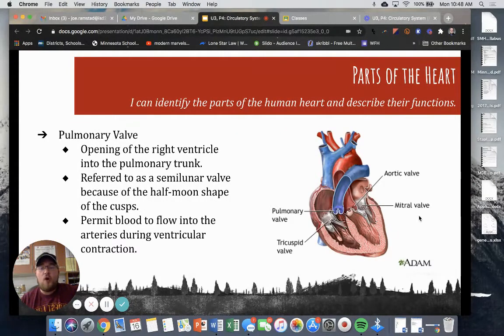The pulmonary valve is the opening of the right ventricle into the pulmonary trunk. This is referred to as a semilunar valve because of the half-moon shape of the cusps. I'll give you a minute to try to find the pulmonary valve on here, right over here. It has that nice little half moon shape. It allows blood to flow into the arteries during ventricular contraction. So this is what helps enable blood flow.